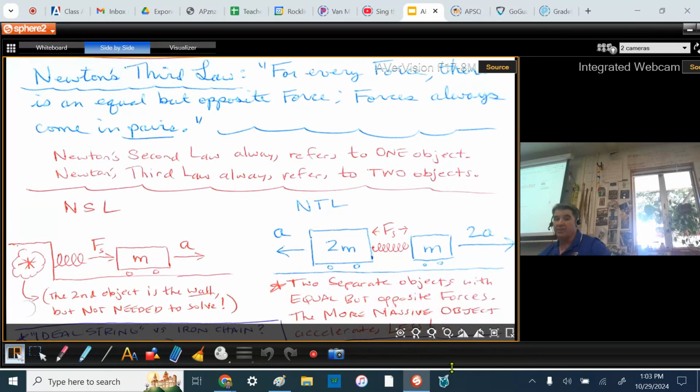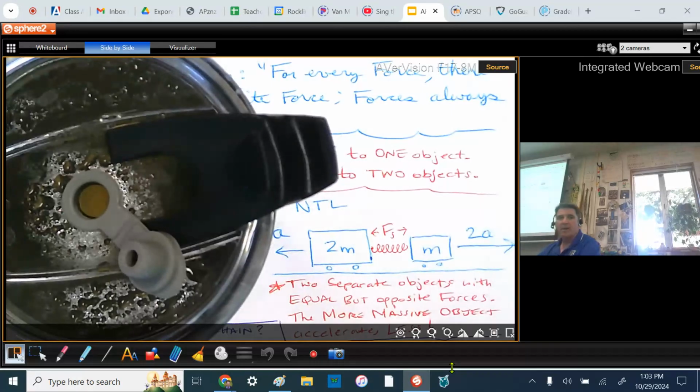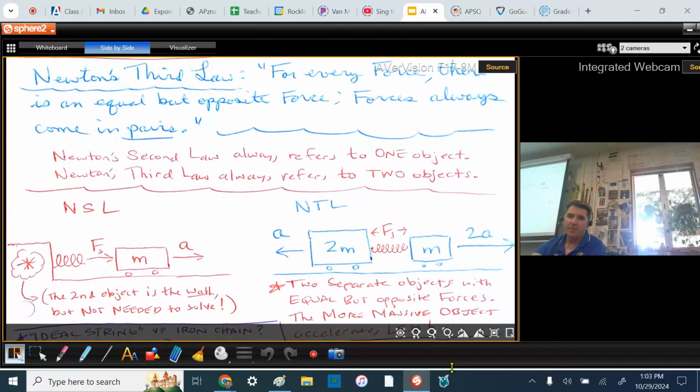Whenever you see these things, it doesn't really matter. If a cup presses against the table, then the table presses against the cup with the same amount of force. That's two separate objects. If a bat hits a ball, then the ball hits the bat with the same exact force in the opposite direction. Those are Newton interacting force pairs.